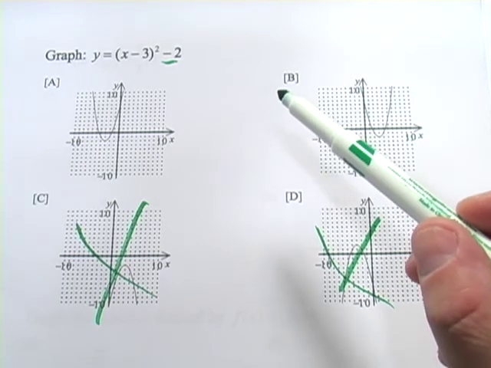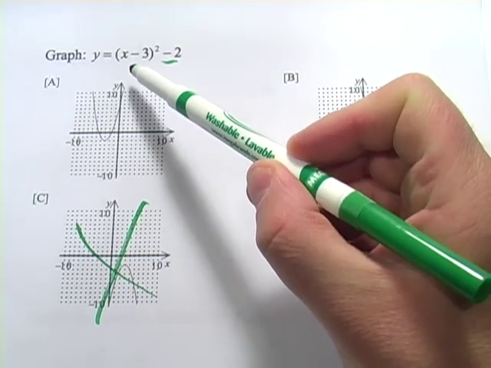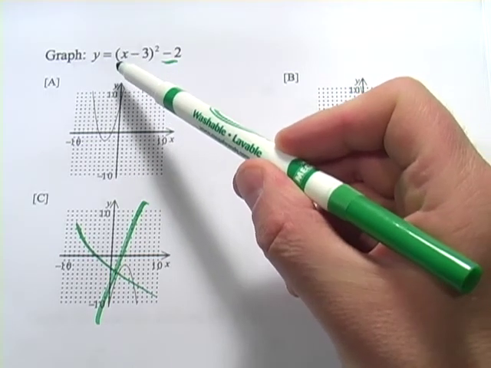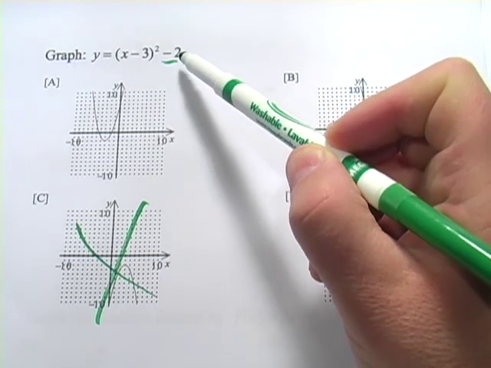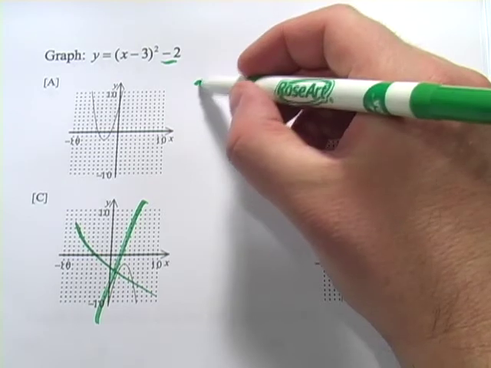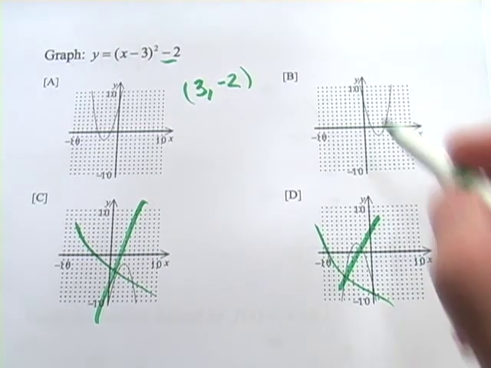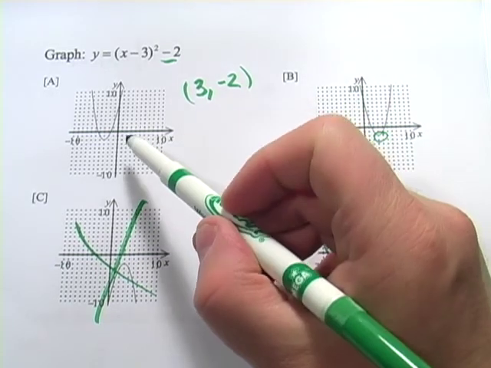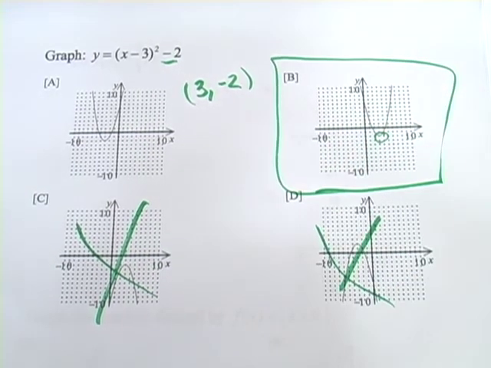Again, I think a good thing to do here is to say what would make what's inside the parentheses equal to 0. In this case, it would be 3. So if I put in a 3 for x, I get 3 minus 3 is 0, squared is 0, minus 2. So I get the point 3, comma, -2. And that is this point right here, which is definitely not on this graph over here. So that is going to be our answer.